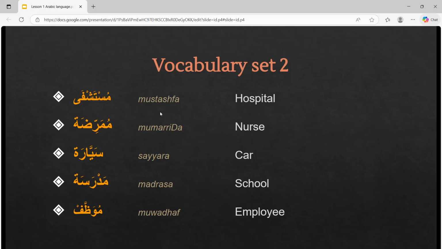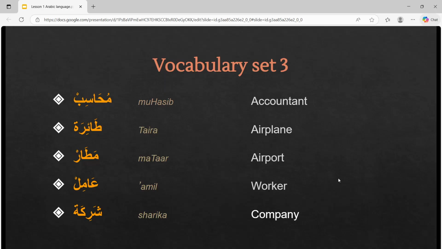Mustashfa, hospital. ممرضة, nurse. سيارة, car. مدرسة, a school. موظف, an employee. Okay, all right, so that's about 15. And the last set of vocabulary for this lesson.